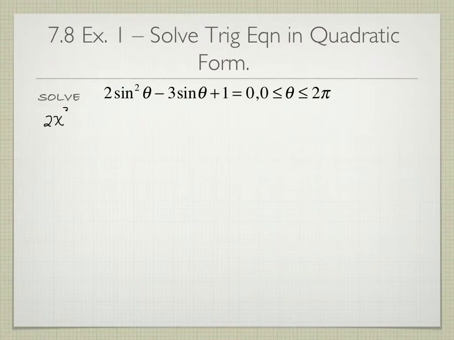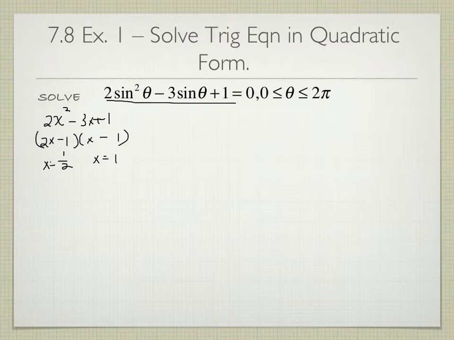That looks very much like 2x squared minus 3x plus 1. And if we factored that, that would become 2x minus 1 and x minus 1. Okay, and so then we could say x equals 1/2 and x equals 1. It looks very similar to this, and that's really what we're going to do, except instead of x, we're going to use sine of theta.